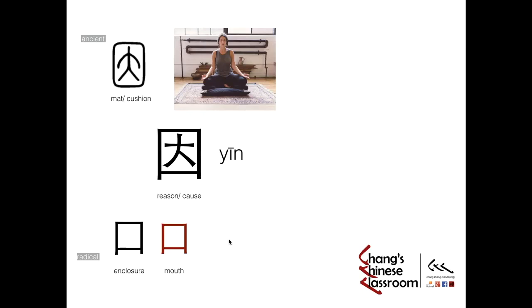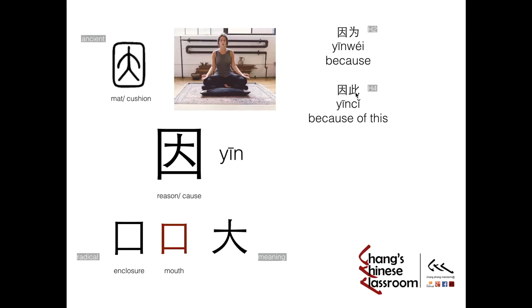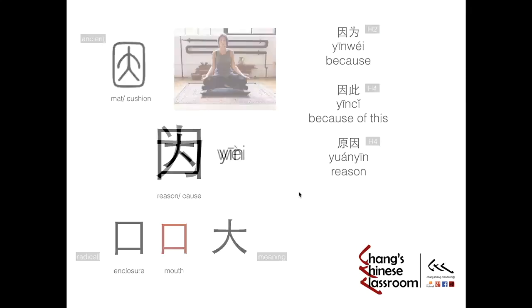And of course, the other part is a person on the cushion. And here, da, alright, big. And in this character, it just represents a guy. Vocabulary. 因为, yin means the reason, and 为 means the purpose. So for what purpose? Because. 因此, 此 means this. So the reason for this, because of this. 原因, yuan means the origin, and yin means the reason. So all combined have similar meaning, also to represent reason.